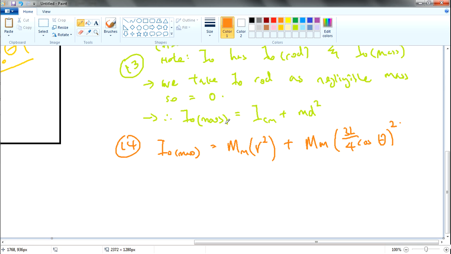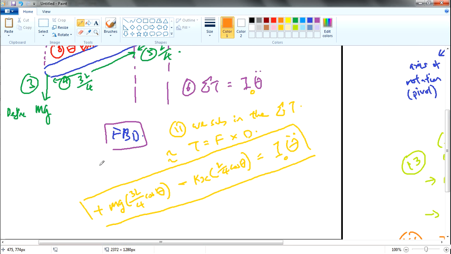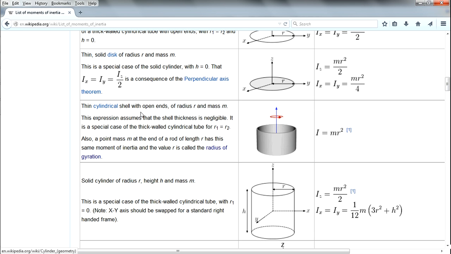Then we have this equation. So this portion is actually equivalent to this, and this is equivalent to this. Let me explain how I get mr squared. We assume that the mass itself attached to the rod is taking this equation: a cylindrical shell with open ends, and then it's a point mass attached at the end of a rod of length r, which has the same moment of inertia. So apparently we assume this and we took mr squared. So far I think this is legit. I don't know, but yeah.